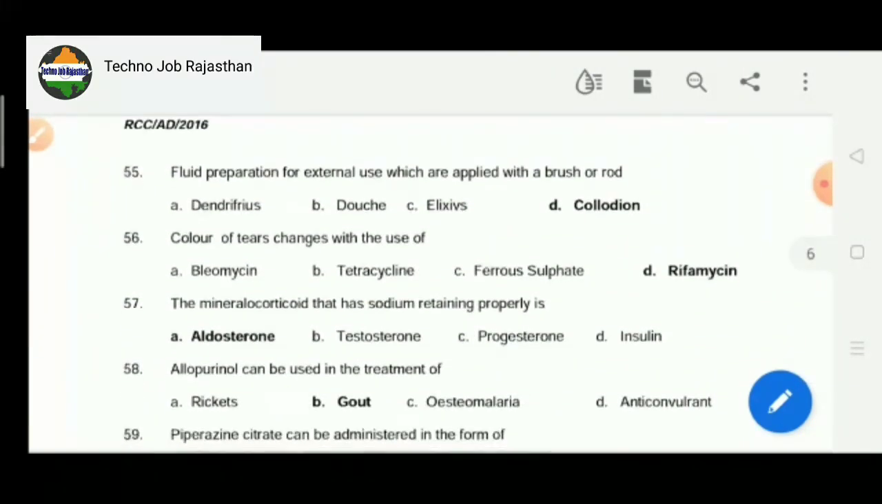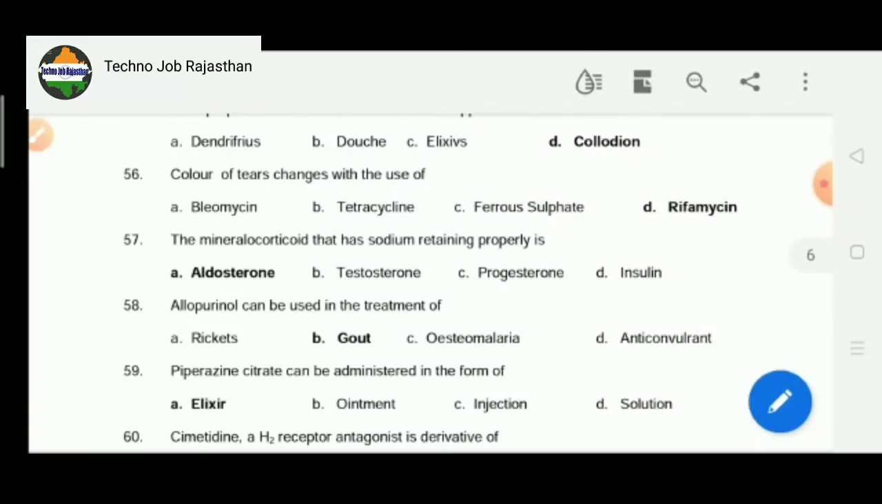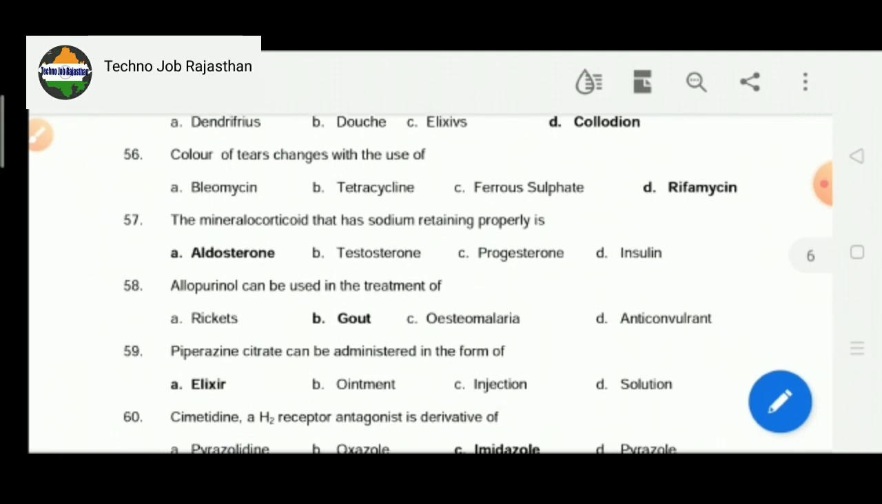Question number 55: fluid preparation for external use which is applied with a brush or rod is option A dentifrice, option B douche, option C alexipharmic, option D collodion. So the correct answer is option D, that is collodion. Question 56: color of tears changes with the use of option A bleomycin, option B tetracycline, option C ferrous sulfate, and option D rifampicin. So the correct answer is option D, that is rifampicin.